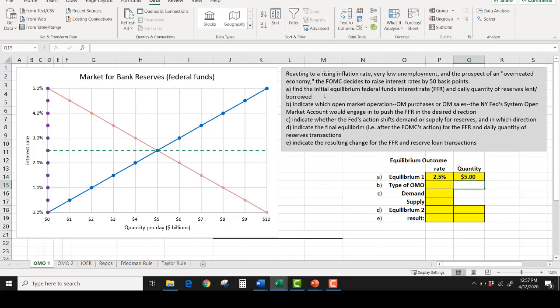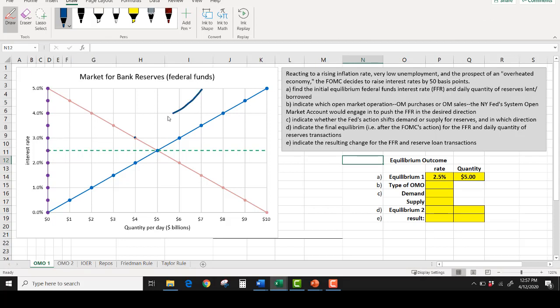Okay, now Part B says indicate which open market operation, open market purchases or open market sales, the New York Fed system open market account would engage in to push the federal funds rate in the desired direction. Well, up here we had seen that the FOMC decides to raise interest rates by 50 basis points. What we'd be looking for is a leftward shift in the supply curve of reserves. So we'd be looking for the Fed to drain some reserves. The Fed wants to take reserves away from banks.